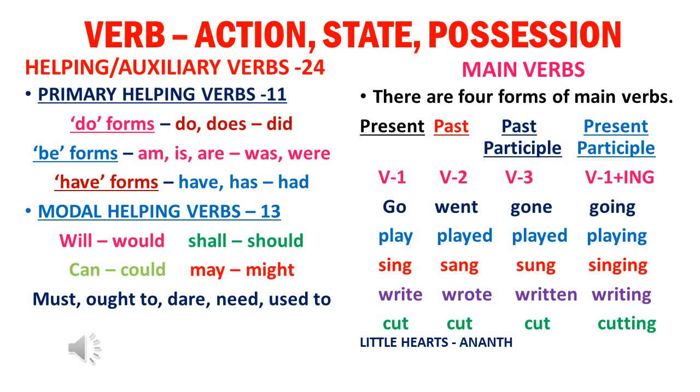These are 11. Do forms: do, does, did. Be forms: am, is, are, was, were. Have forms: have, has, had. These 11 are called primary helping verbs. The second one is the modal helping verbs. These are 13. Will, would, shall, should, can, could, may, might, must, ought to, dare, need, used to. These are all called helping verbs or auxiliary verbs in English grammar.